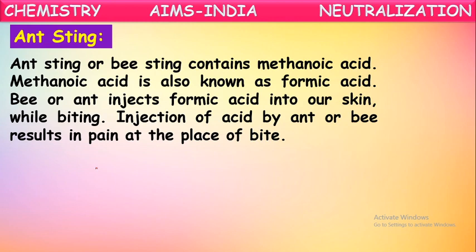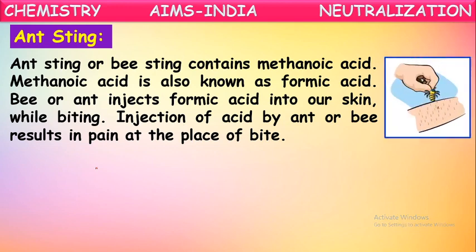The acids which are derived from plants and animals are called organic acids. Out of them, one is formic acid. It is obtained from ant stings. So these ant stings and bee stings contain this formic acid, which is chemically known as methanoic acid also. But mostly we know this name, formic acid. So this bee or ant injects this formic acid into our skin while biting. When it bites us, immediately the formic acid from its sting is injected into our body.